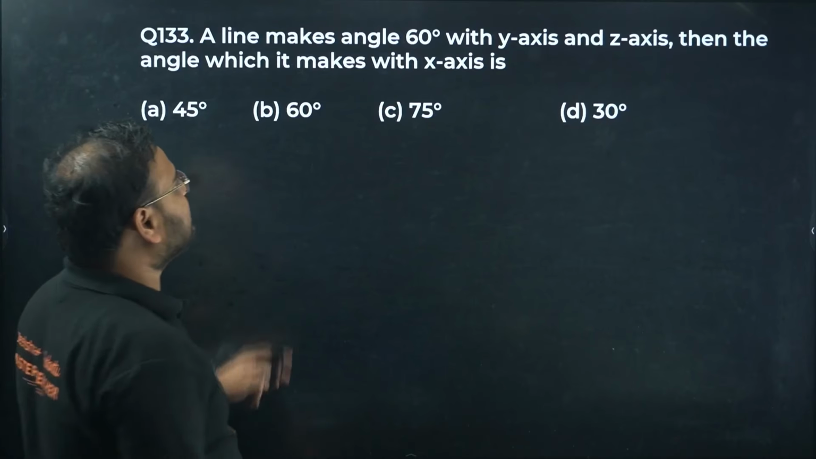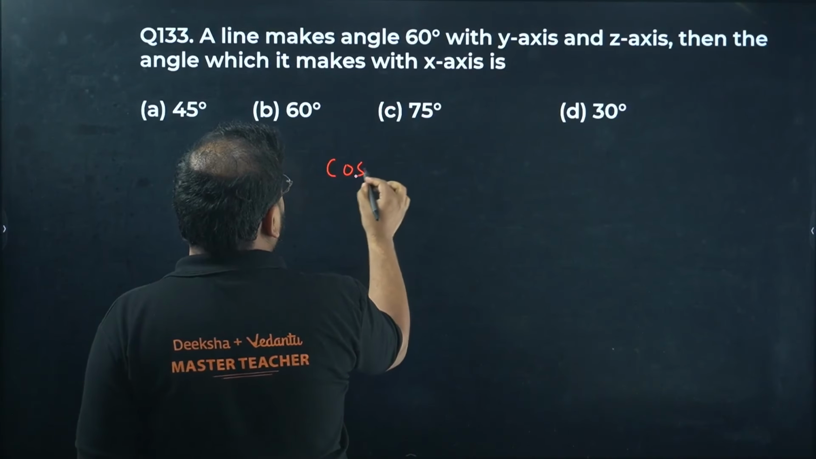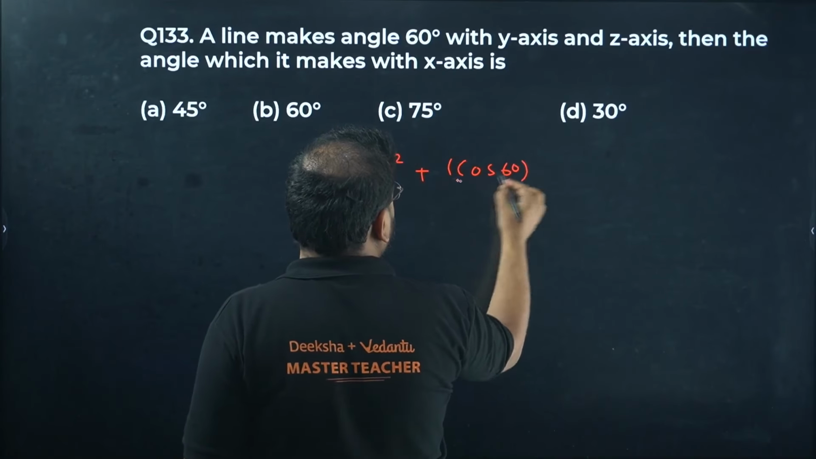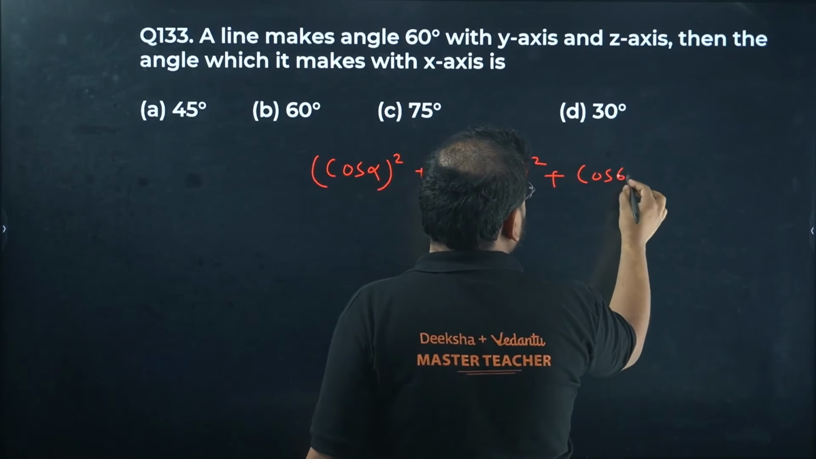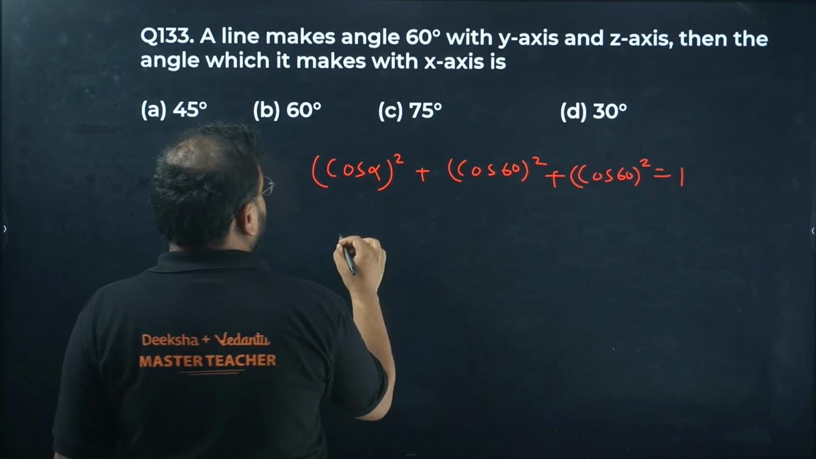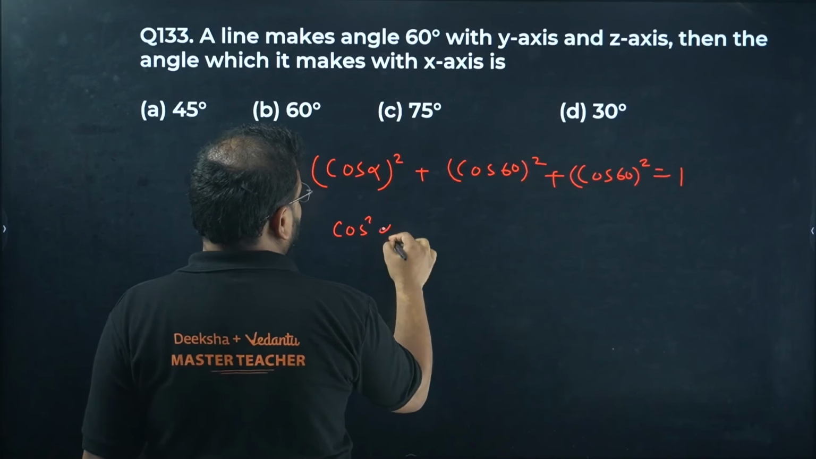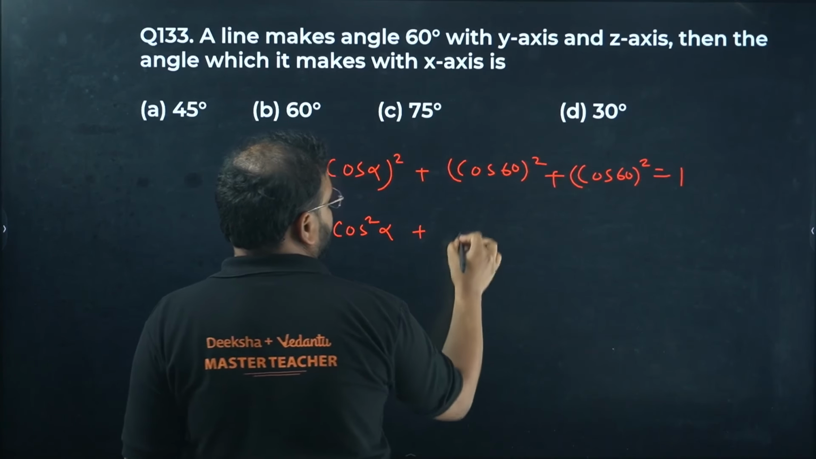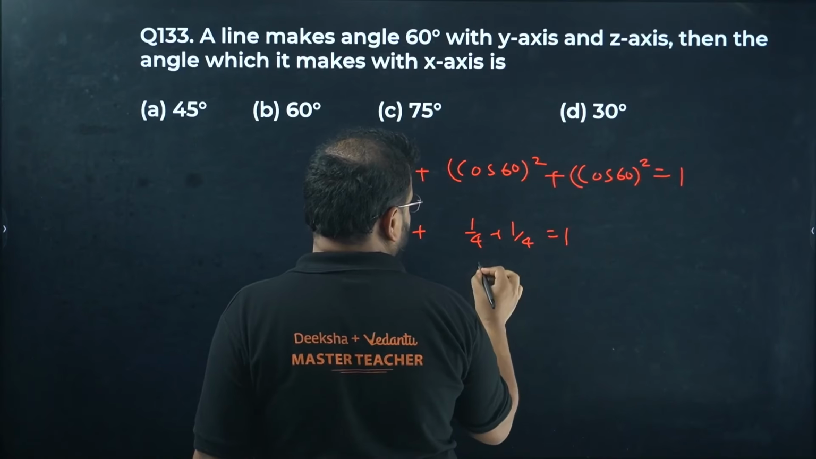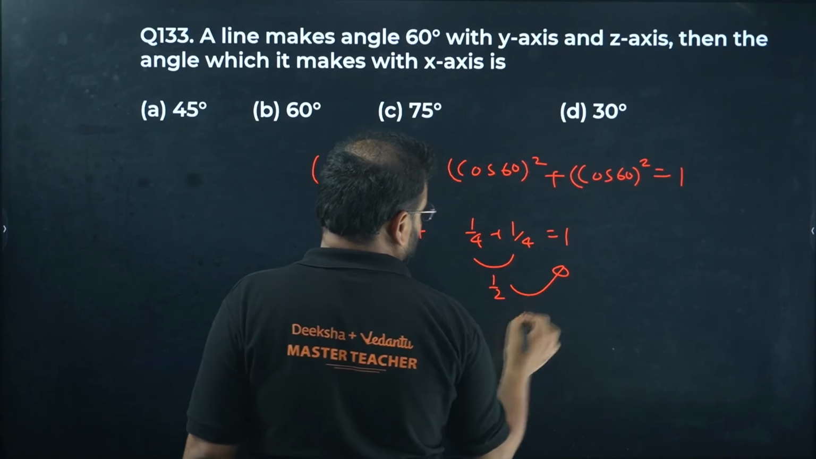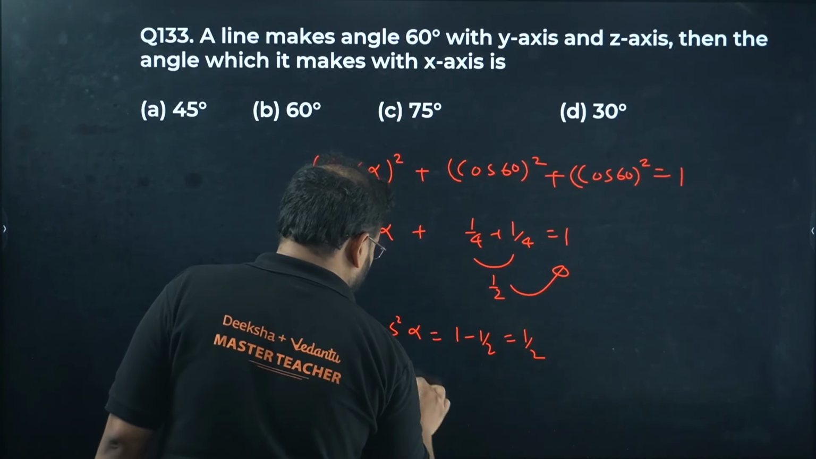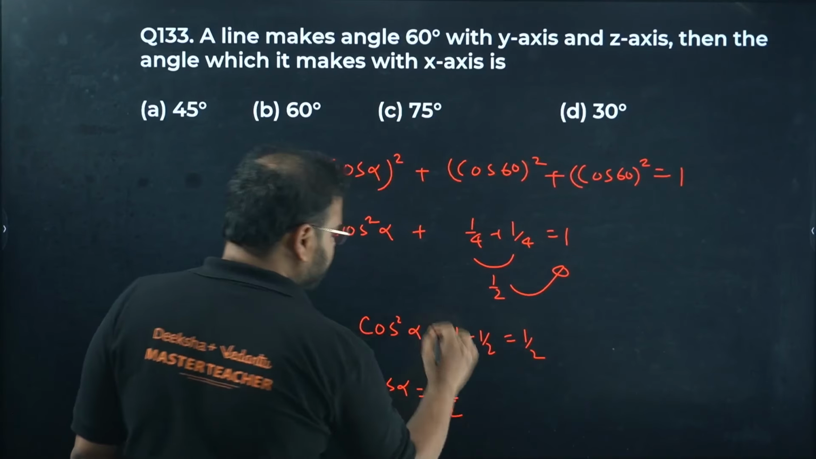133 now. A line which makes an angle of 60 degrees with the y and z axes. Means cos alpha remains like this only, and cos beta is cos 60 degrees, the whole square, and cos gamma is also cos 60 degrees, the whole square. What is this? L square plus M square plus N square. So cos square alpha, what is this going to be? Cos 60 is how much? 1 by 2. So 1 by 4 plus 1 by 4 equal to 1. This sum will be 1 by 2. Goes over there. Cos square alpha will be 1 minus 1 by 2. How much is that? 1 by 2. So cos alpha will be how much?